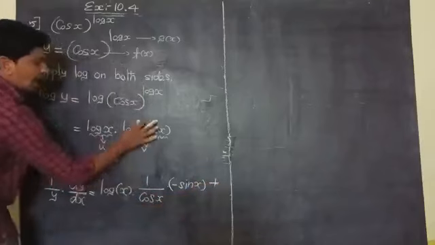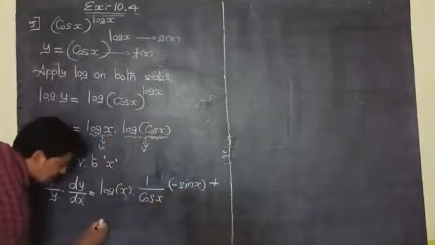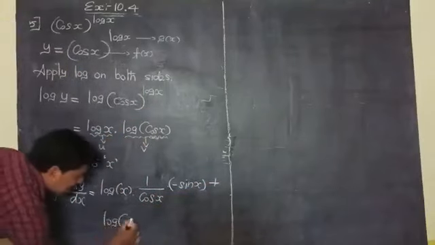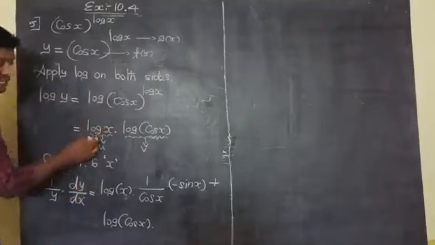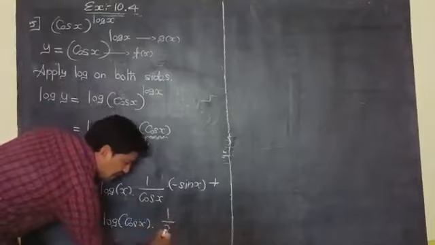Plus, now hide the function log of cos x. Differentiate the function log x. Log x means 1 by x, 1 divided by x.